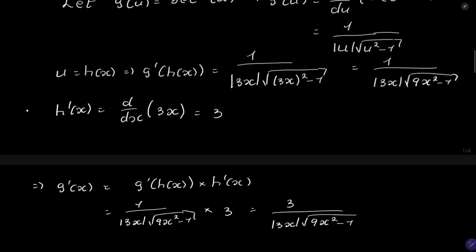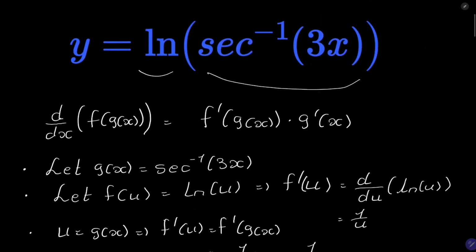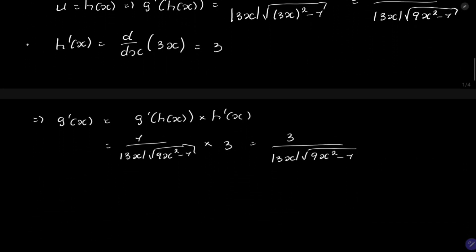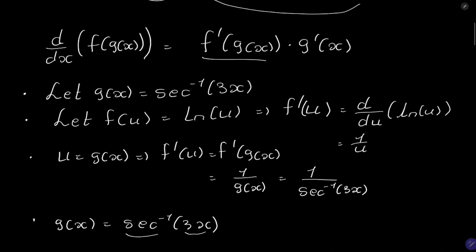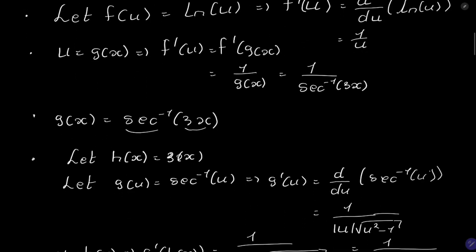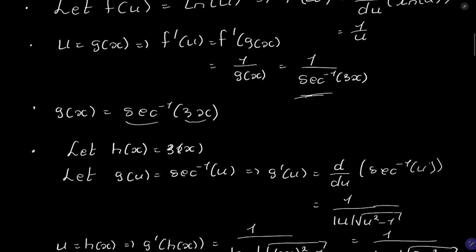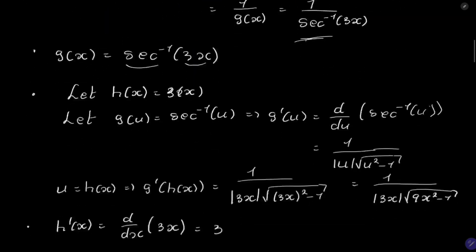So we can then conclude, all we need to do now is substitute our first function, f prime of g of x, which we calculated here, and our second function g prime of x. All we need to do is multiply both functions to come out with the derivative of our complete function.